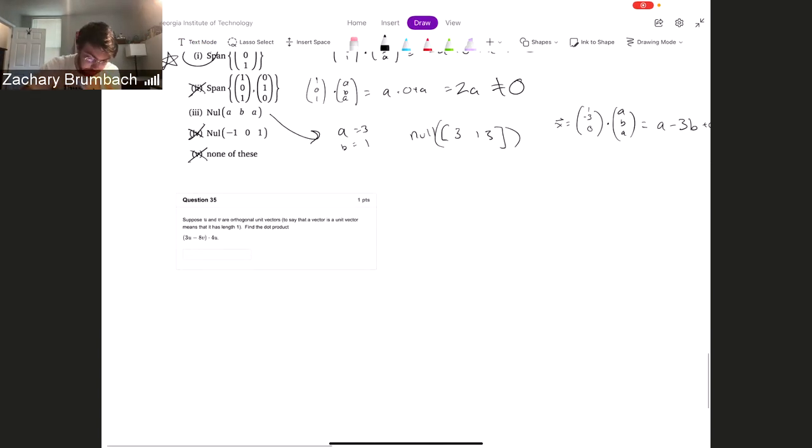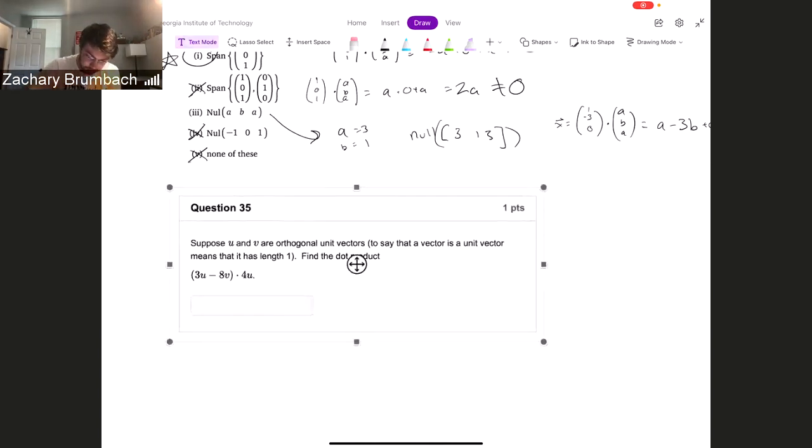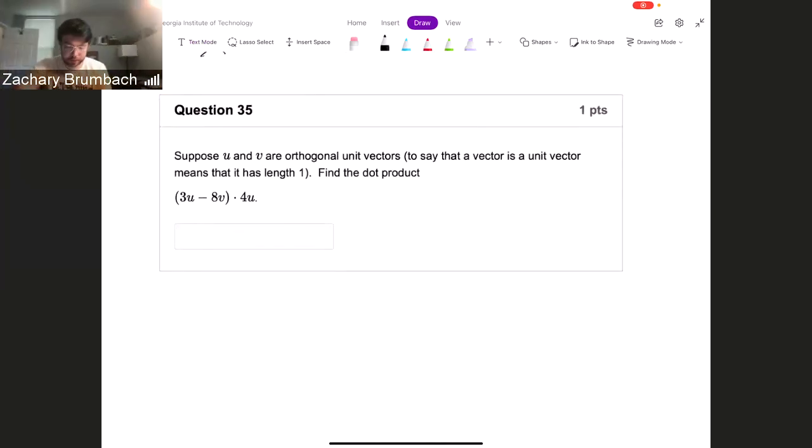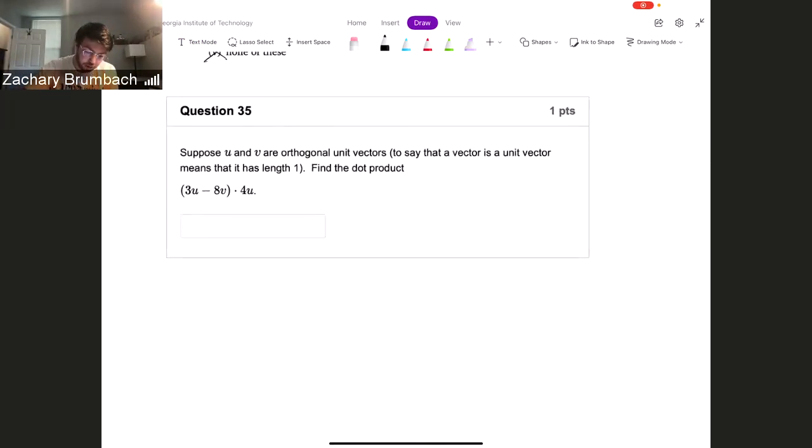All right, so going on to 35. Okay, dot product stuff. They're both orthogonal unit vectors, which means they have a magnitude of 1. Dot products are nice because we can treat them kind of like multiplication, in that we can distribute. So from here, we distribute and we get 3u dotted with 4u, and then minus 8v dotted with 4u, okay?